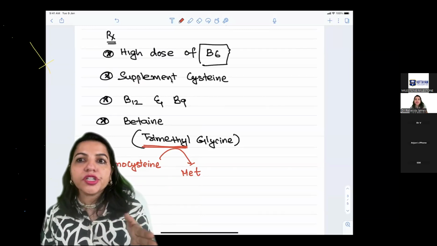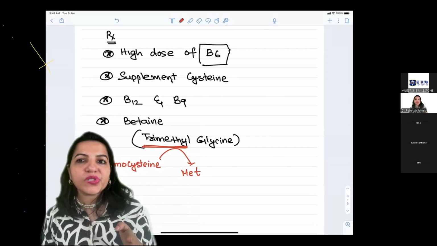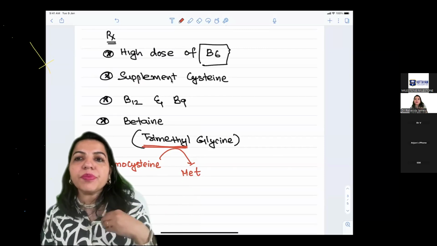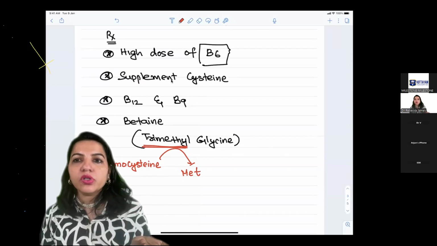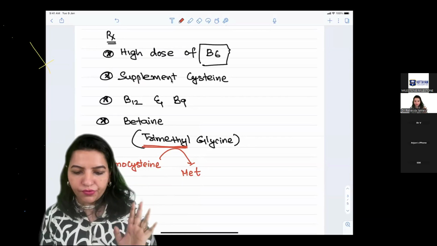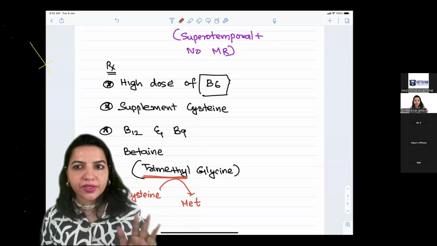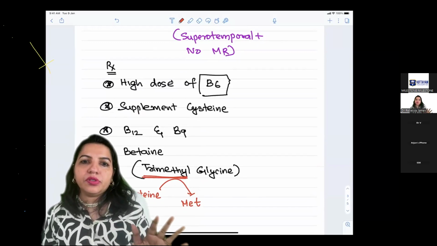Because they want to reduce the amount of homocysteine. How are they going to reduce the amount of homocysteine? That is, it is going to remethylate the homocysteine back to methionine, because methionine is not harmful. Homocysteine is always harmful. Okay, so that is about classic homocysteinuria. I hope that is clear to you. Yes or no?